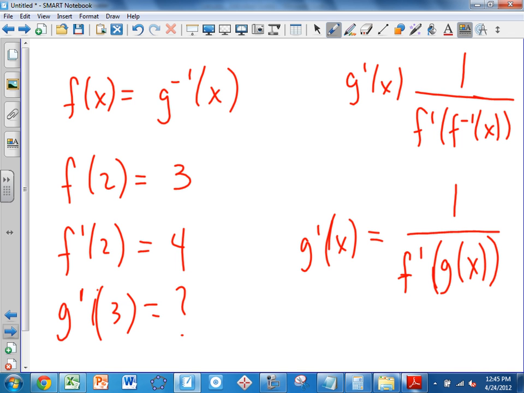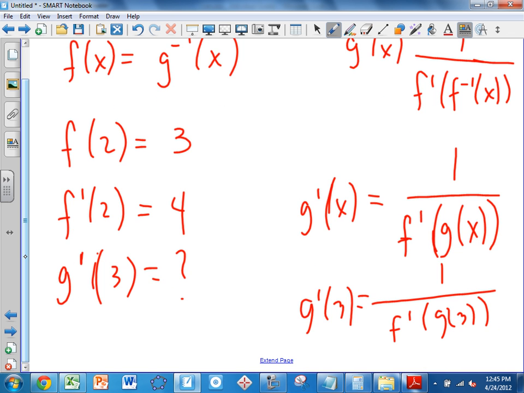Now, I want g prime of 3. I need to plug in a 3 here, but the problem now is that that is not given. Everybody see that? I don't see g of 3 equals anything. G of 3 is not saying anything anywhere. But I am given the fact that f of 2 is equal to 3. If f of 2 is equal to 3, then g of 3 is equal to 2. Why? Inverse. What's the definition of inverse? Back to Algebra 2. Isn't it just switching x and y?